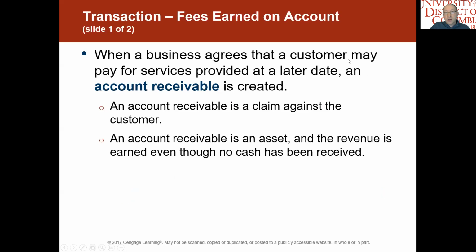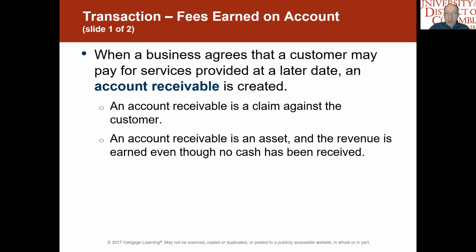When a business agrees that a customer may pay for services provided at a later date, we call that an accounts receivable. In other words, if I provide the good or service to my customer and I say, hey, customer, you can pay me in 30 days or some other specified date in the future, the company creates an accounts receivable, which is a claim against that customer for that amount. The customer then pays us that amount at a later date.